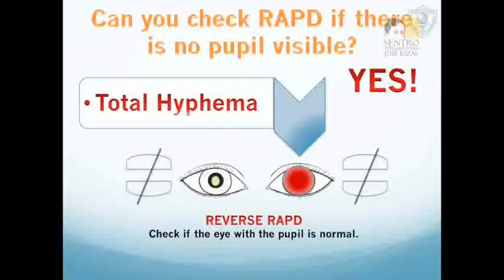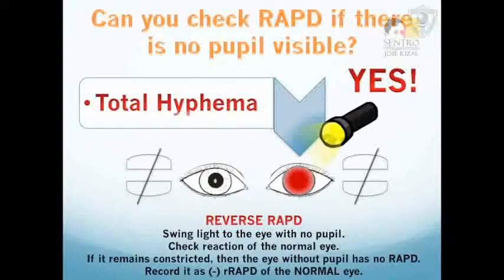non-reactive pupil. For example, if the patient has a total hyphema in one eye, you can still check for reverse RAPD. First, check if the eye with the pupil is normal. Swing the light to the eye with no pupil, and check the reaction of the normal eye. If it remains constricted, then the eye without pupil has no RAPD. Record it as negative reverse RAPD of the normal eye.